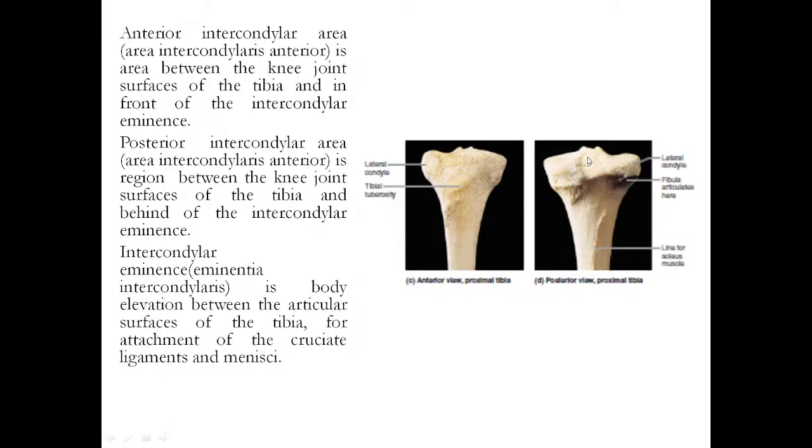Eminentia intercondylaris is a bony elevation between the articular surfaces of the tibia for attachment of the cruciate ligaments and menisci. This is for attachment of the cruciate ligaments and menisci. What you see, eminentia intercondylaris, the intercondylar eminence. This is the proximal epiphysis of the tibia.